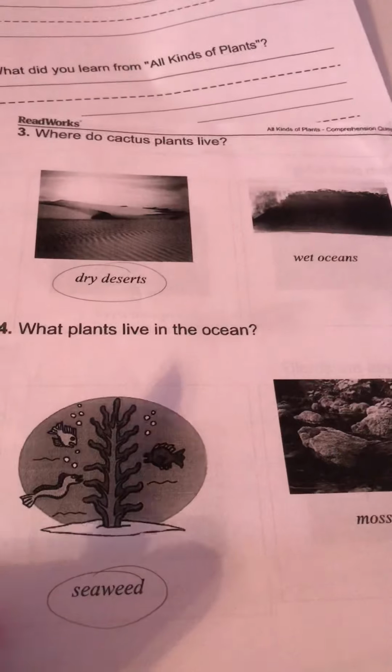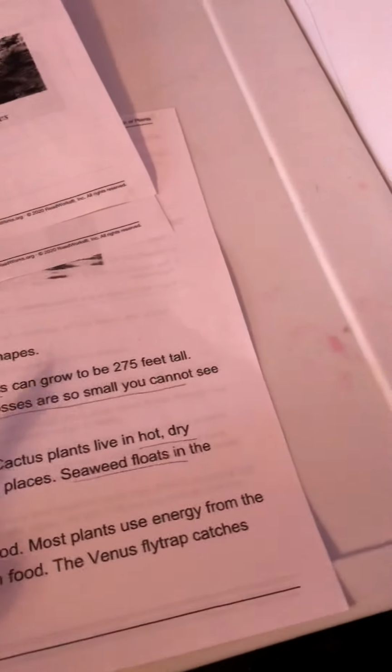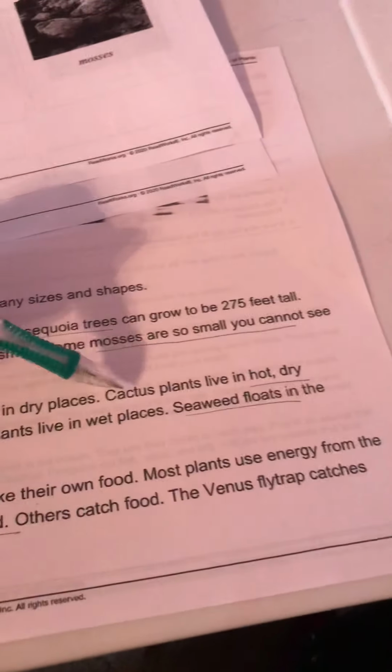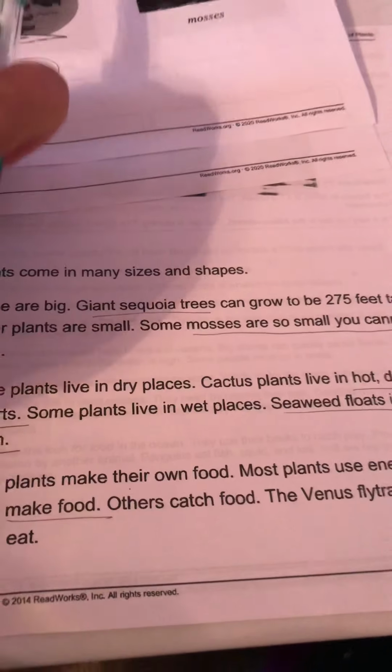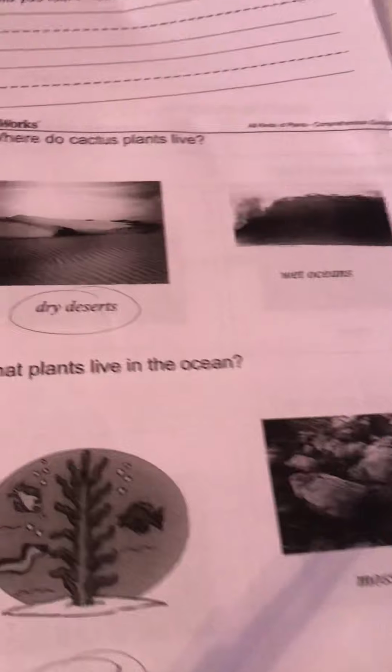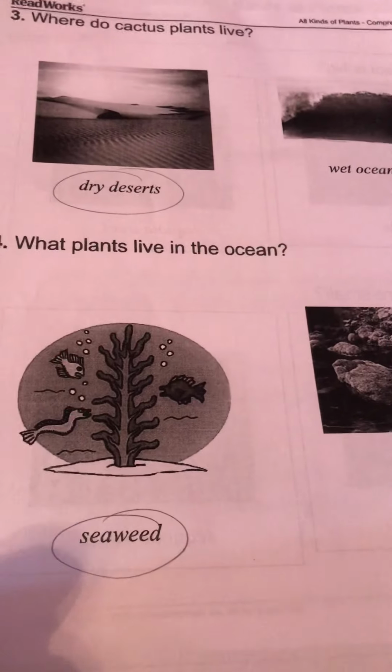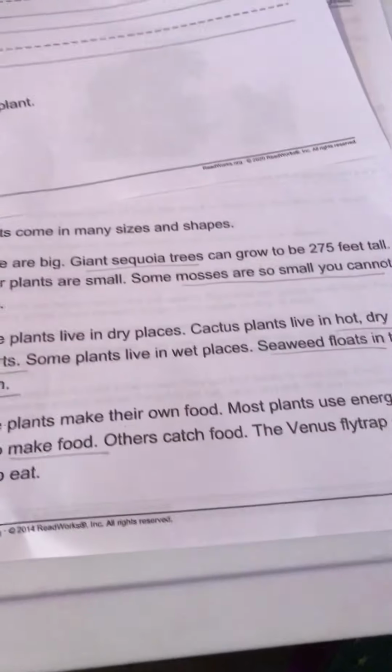The next one, where do cactus plants live? Cactus plants live in hot, dry deserts. So I circled dry desert. What plants live in the ocean? Seaweed floats in the ocean. So I circled seaweed.